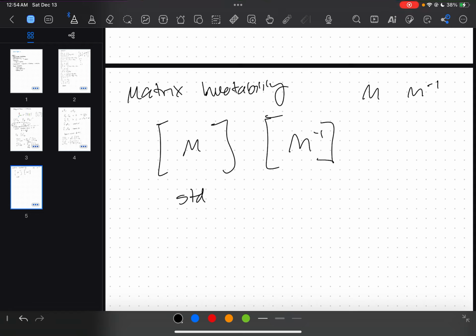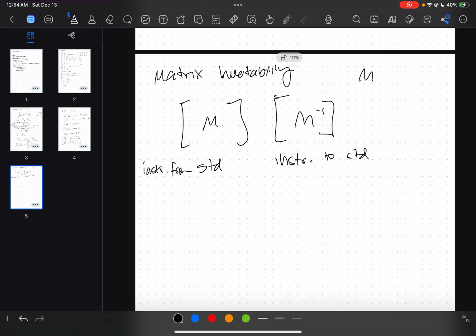And the idea is, this is instructions to standard, and this is instructions from standard. Oops. Did it die?